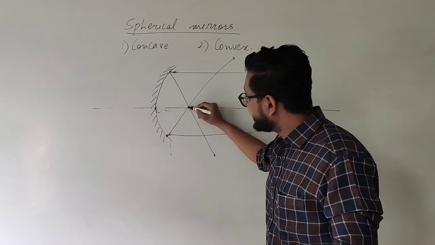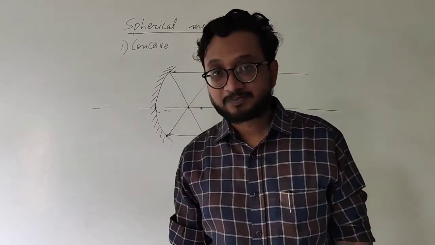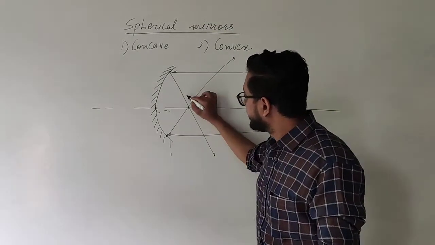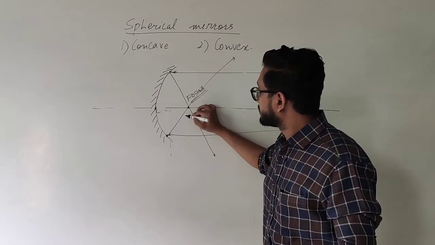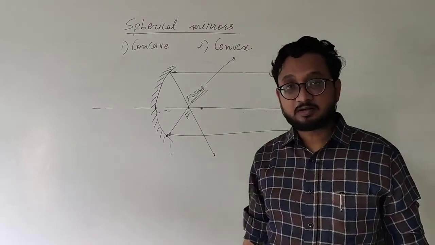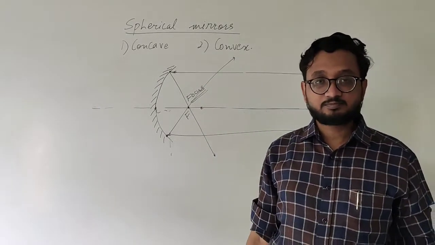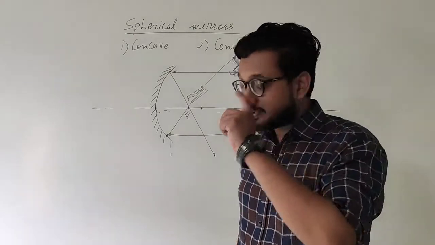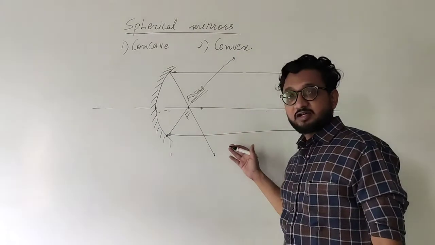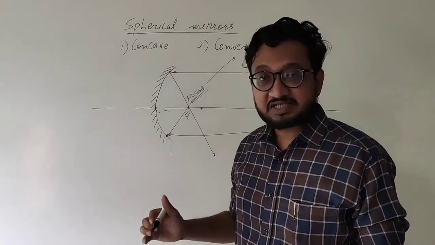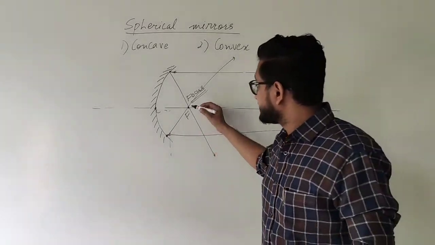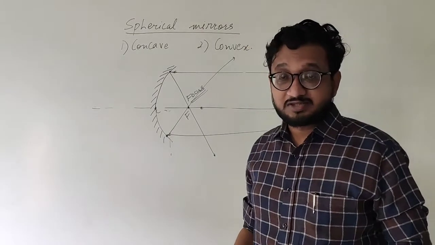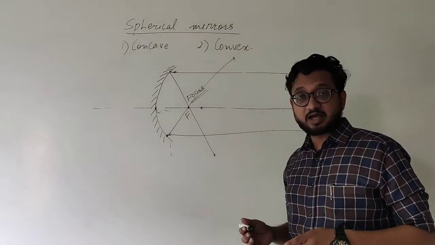They both meet at one single point. This particular point is called point of focus, simply given by capital F. I repeat once again. The rays of light on a concave mirror meet at a single point, and this point is called point of focus. They actually meet in real life.